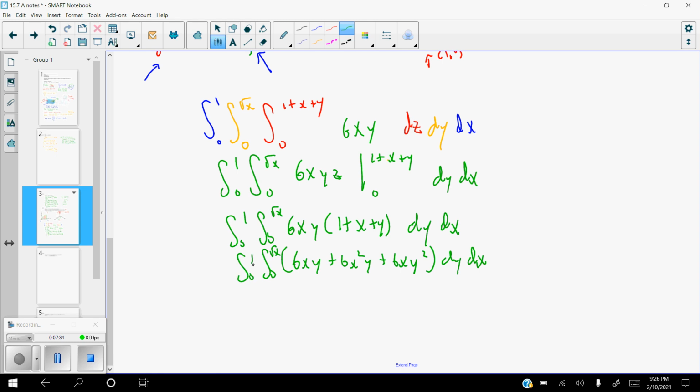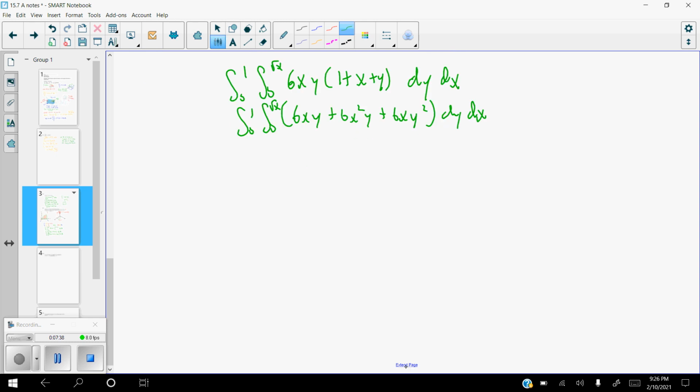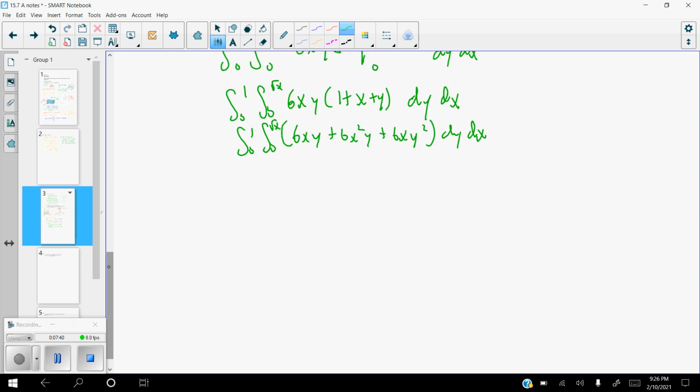All right, now we're going to take the antiderivative with respect to y. So that's going to be, let's see, y squared, so it'll be 3xy squared plus 3x squared y squared plus 2xy cubed from 0 to the square root of x. Put my dx stuff on there.